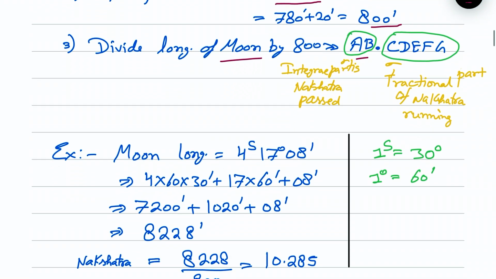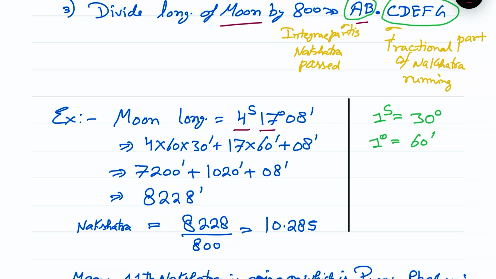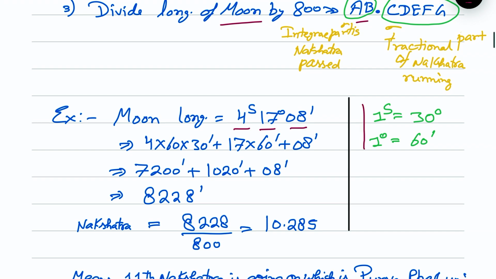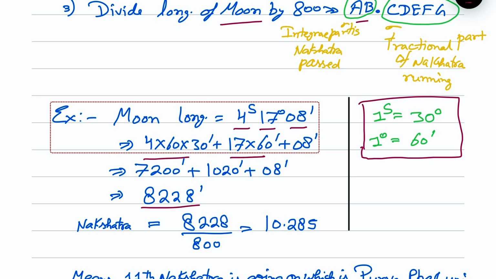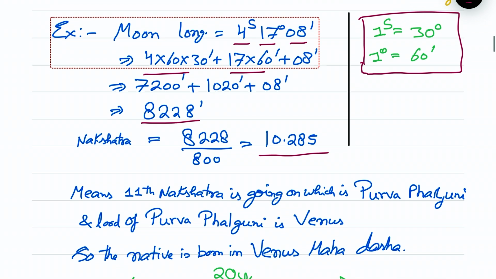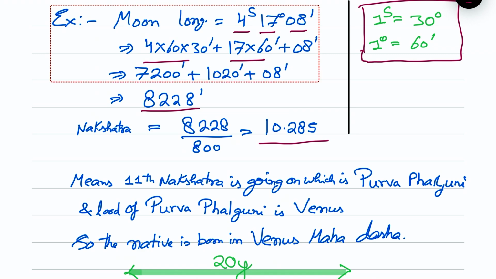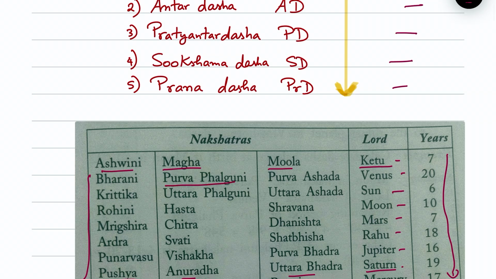The longitude of moon was 4 signs 17 degrees and 8 arc minutes, and 1 sign is equal to 30 degrees and 1 degree is equal to 60 arc minutes. So we convert these values into arc minutes and we get 8228 divided by 800, which is 10.285. So it is the 11th nakshatra running, and the 11th nakshatra is Purva Phalguni, and the lord of Purva Phalguni is Venus.